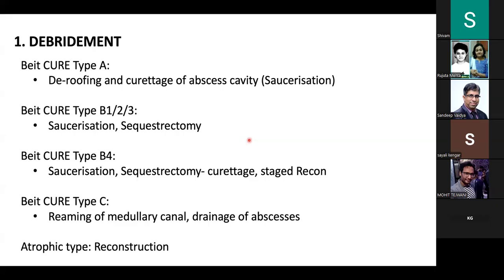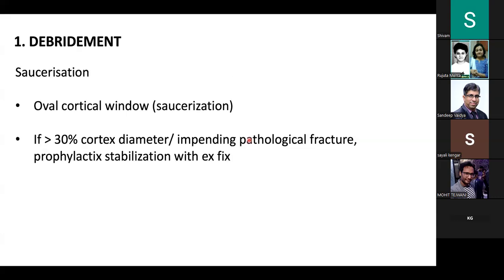In atrophic type, many times these cases present to you after the infection has already burnt off, and here you are left to deal with the bone gap, which you should do with stage reconstruction, as we will soon see.